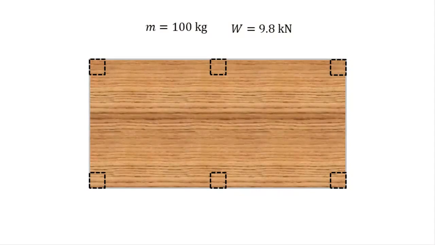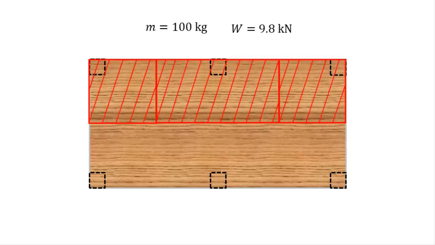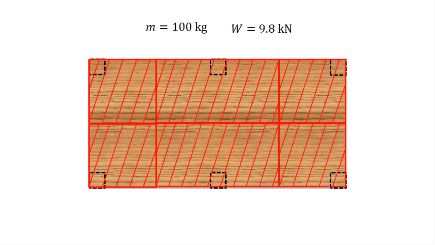Let's add 2 more posts to the table as shown here and see what the tributary areas would look like for each post. Following the same analysis where we find the boundaries halfway between adjacent supports, we get the following tributary areas. So we can see here that the center posts carry more weight than the outer posts, just like the 3-beam problem that we did earlier.